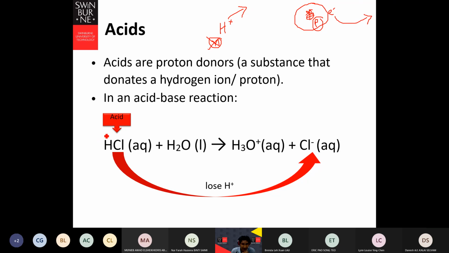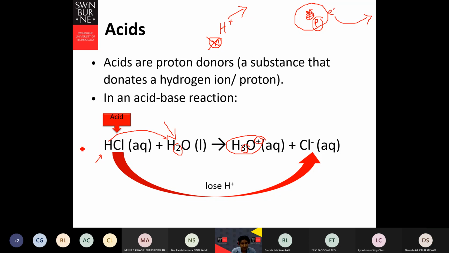And when HCl, hydrochloric acid, is reacting in water, what is happening is it is an acid. That is why it is donating the proton. It's donating the proton to water. So the hydrogen is going here, right? And that is why it becomes H3. It was H2, it becomes H3, and since it's H3, it becomes positively charged because one positive charge comes here. It was neutral before.